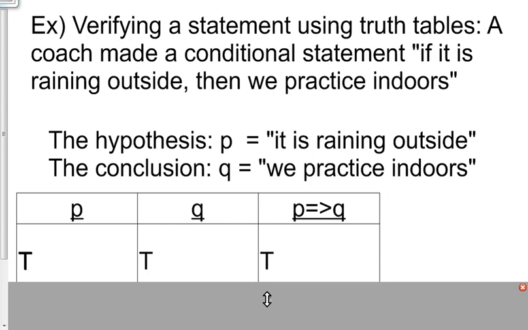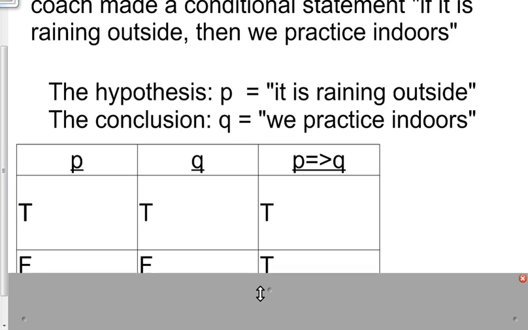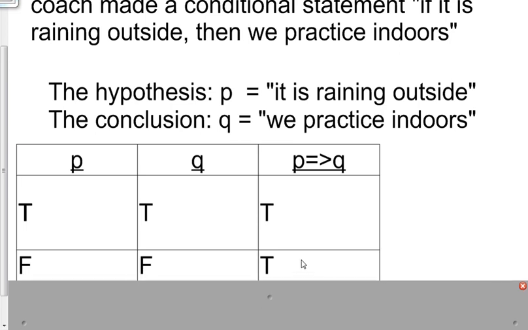The coach kept his promise, so the coach's conditional statement is true. It rains outside, and we practice indoors. So that whole thing is true. A second case is that the hypothesis is false, and the conclusion is false. That actually results in a true conditional statement, because it does not rain outside, and we practice outdoors. Well, that's true. So when the hypothesis and conclusion are both false, a conditional statement is true.